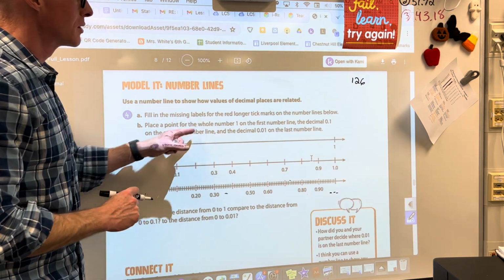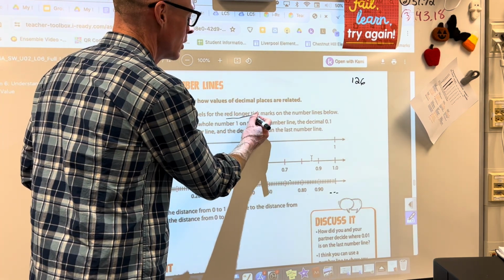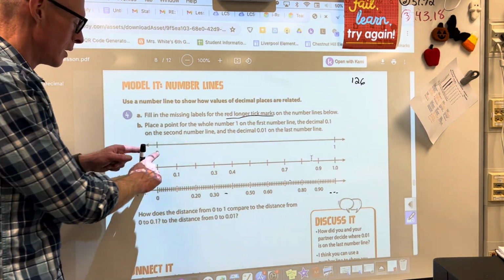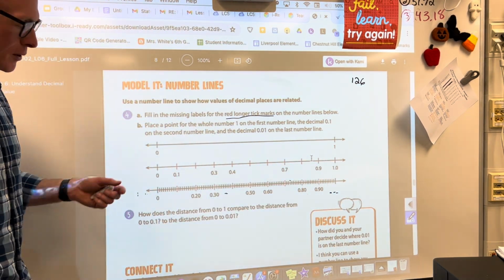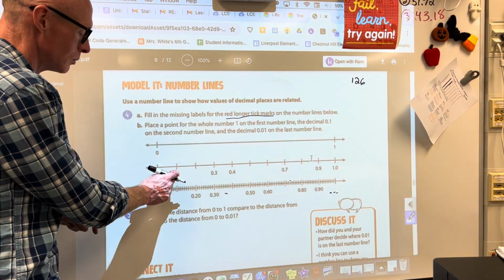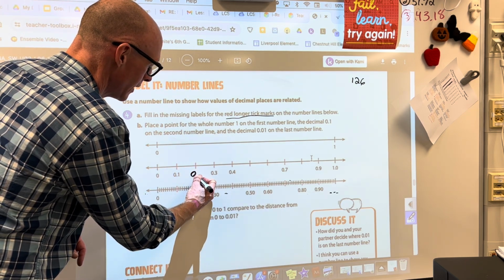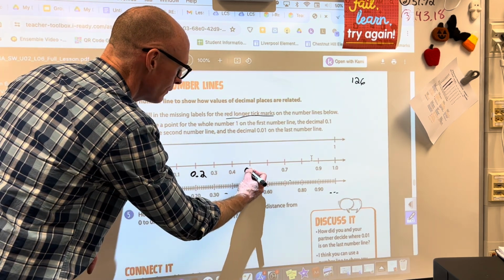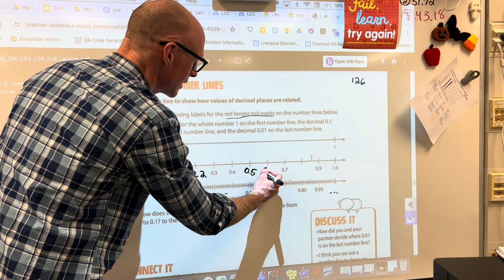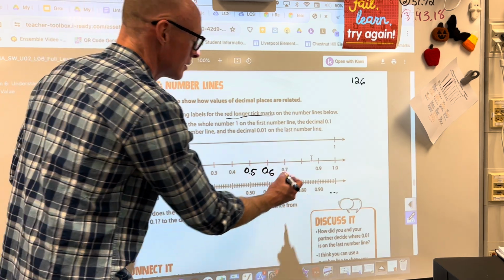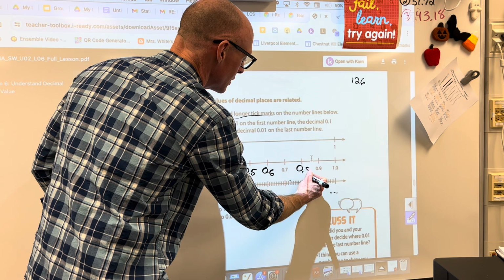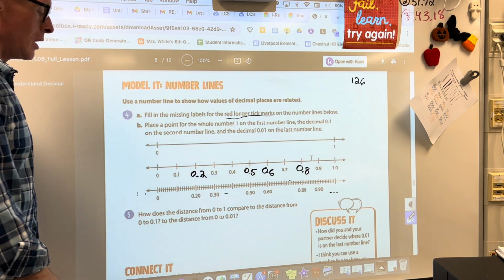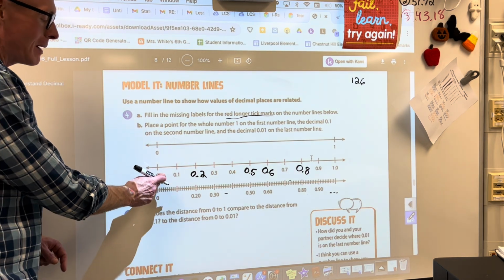Fill in the missing labels for the red, longer, thick marks on the number line below. All right, let's take care of that first, part A. Okay, so there's nothing missing on the first one. 0, 1/10. We got to fill that in as 2/10, 3/10, 4/10, 5/10, 6/10, 7/10, 8/10, 9/10, and 1. Cool.